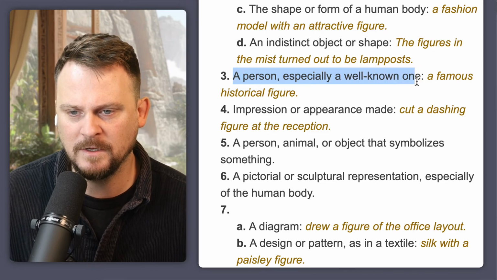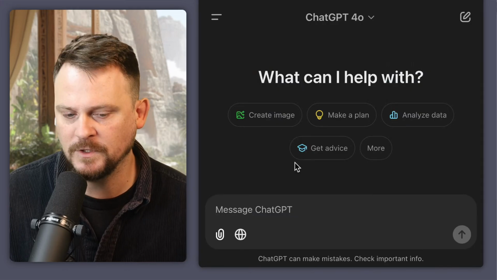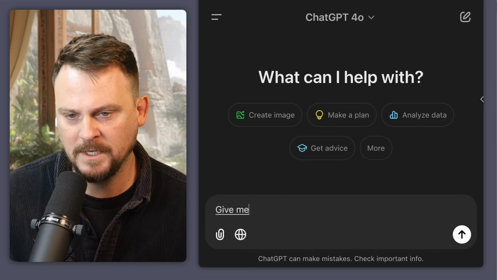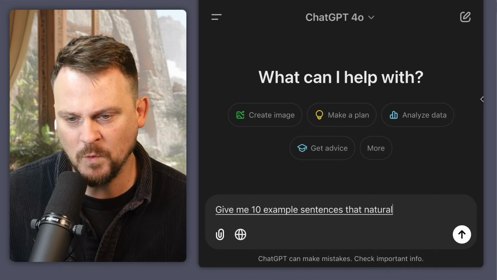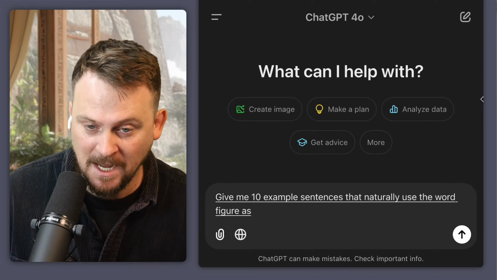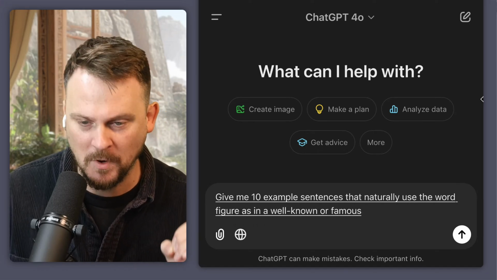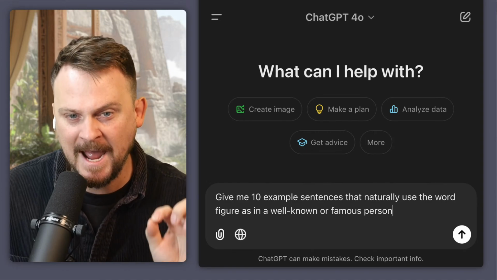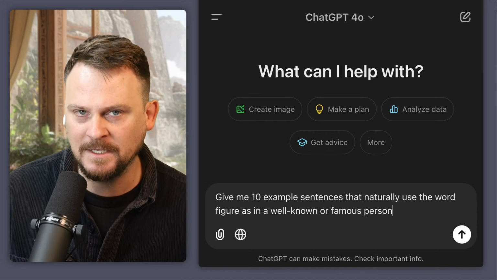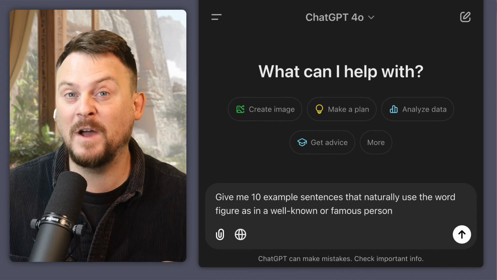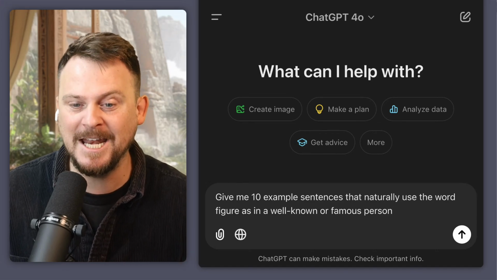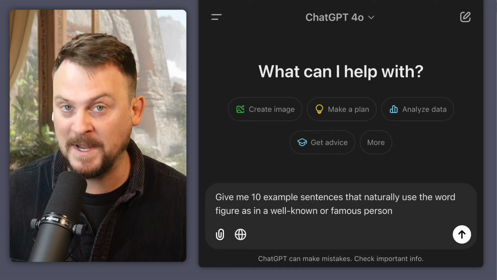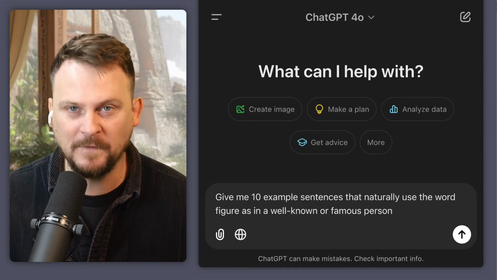Let's do this in ChatGPT, the text version. Give me 10 example sentences that naturally use the word figure as in a well-known or famous person. So now notice I'm using the phrase as in. The phrase as in is a key phrase when I want to specify which meaning. Because figure has so many meanings, I want to specify it as in. It's a very useful little phrase, right?